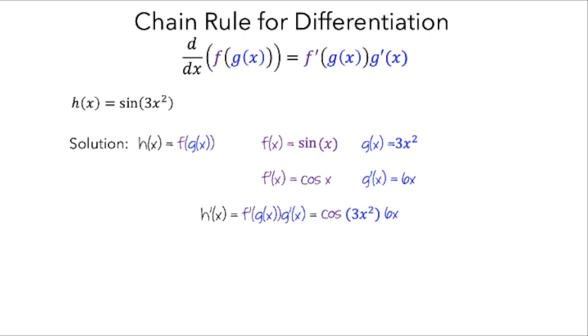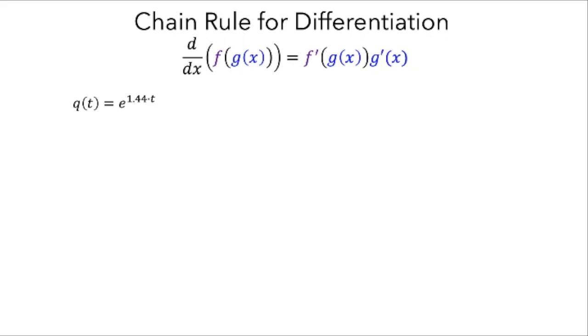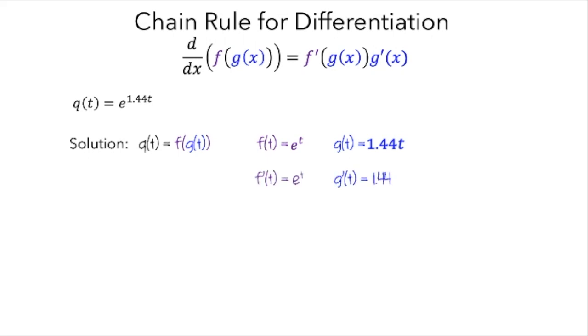Now let's look at the second example. Let q be an exponential function in terms of t. We need to write q as a composition of f of g of t. Here f, the outside function, is e to the t, and g, the argument, is 1.44 times t. Next, we need to find the derivative of the outside function and the argument. The derivative of e to the t is e to the t, and the derivative of 1.44t is just 1.44. Putting this together with the chain rule, we take the derivative of the outside function, plug in the argument, and then multiply by the derivative of the argument.